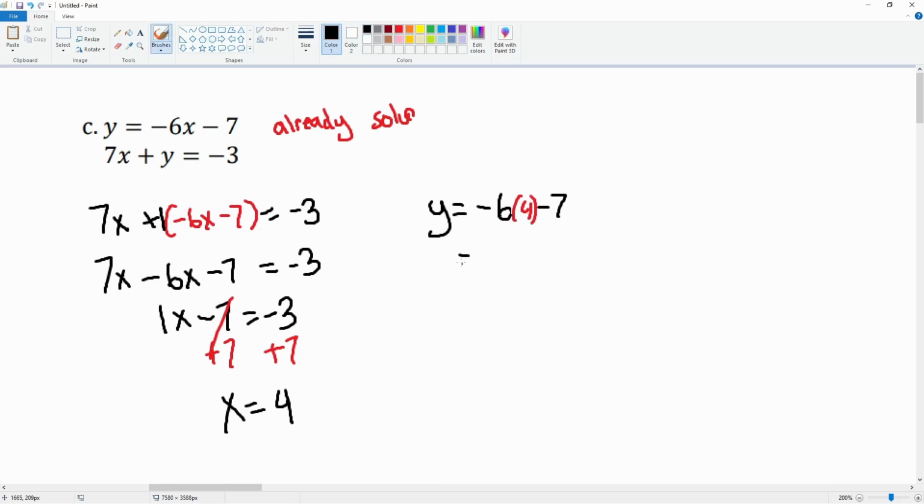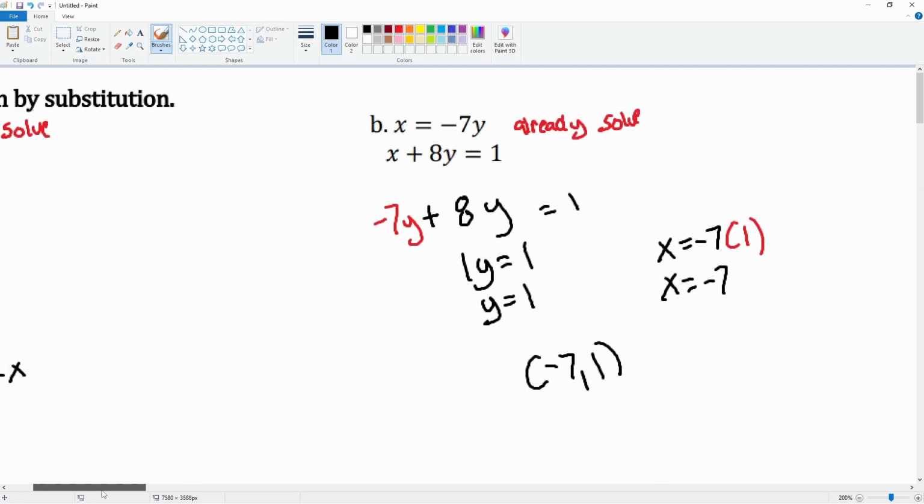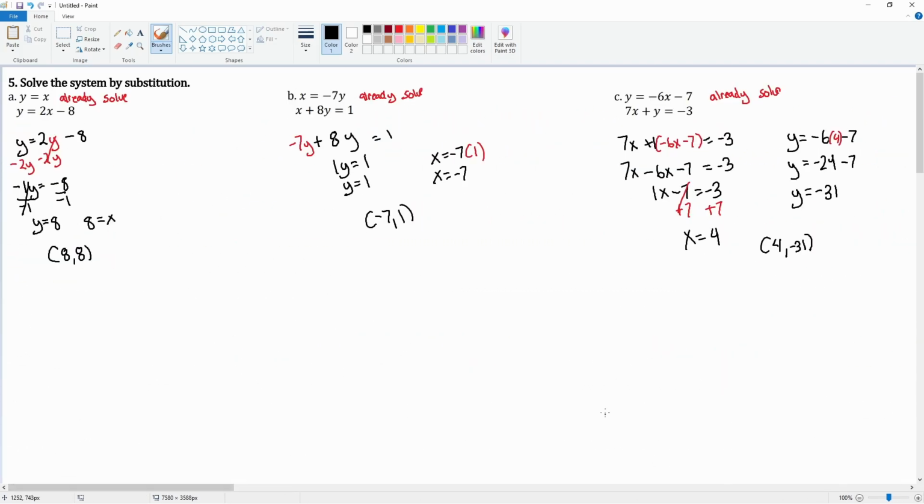All right. Negative 6 times 4 is negative 24. And this is a minus 7 equals y. All right. And I get negative 24 minus 7. That becomes a negative 31, I believe. Okay. So the solution here, it is 4 comma negative 31. All right. So there you go. That is how you solve the system by substitution.